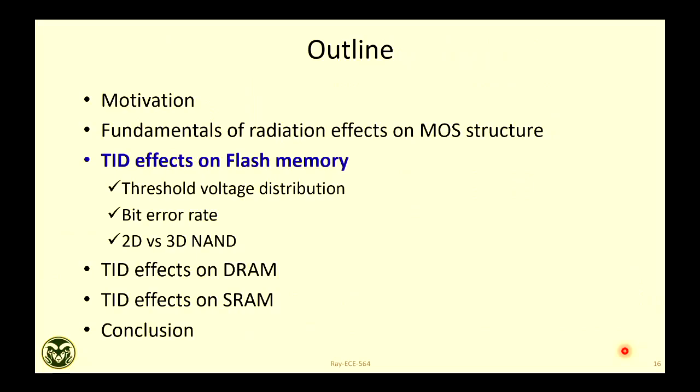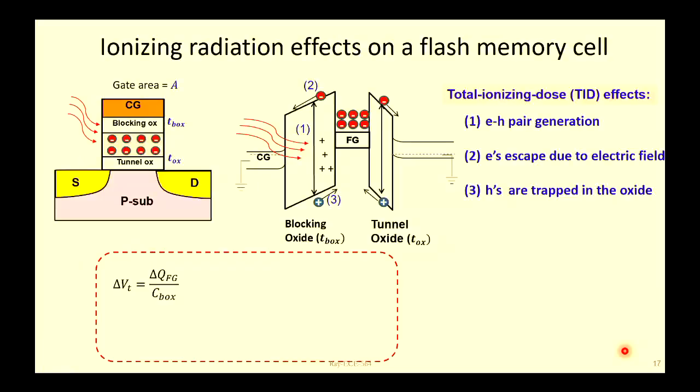Okay, so now let's look at some of those specifics. So far we talked in general about what happens after radiation in a MOSFET device. Now let's look at some examples of memory, starting with flash memory. This is your flash memory cell in a program state, where electrons are stored in the floating gate.